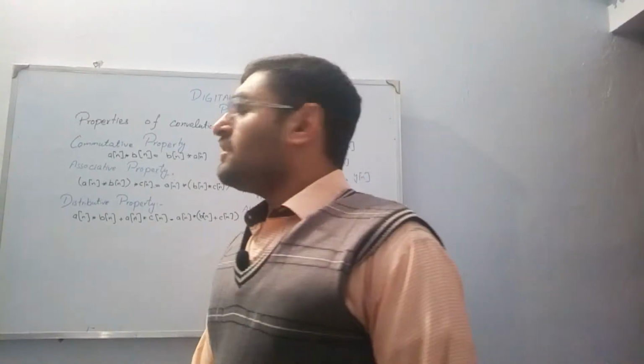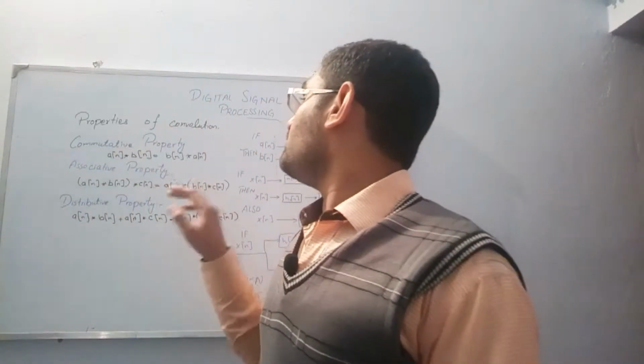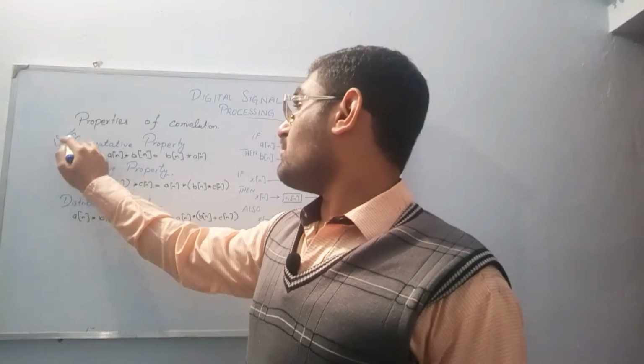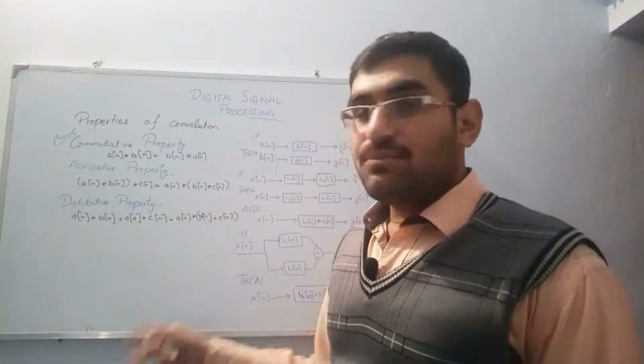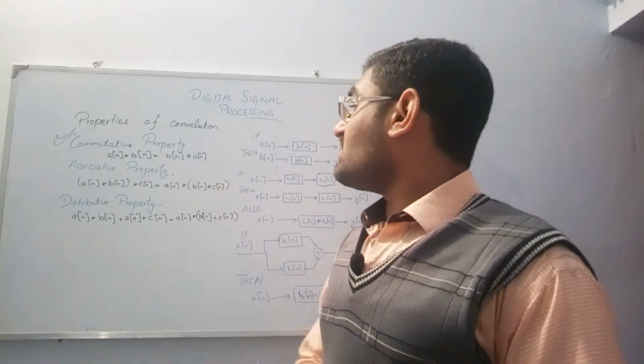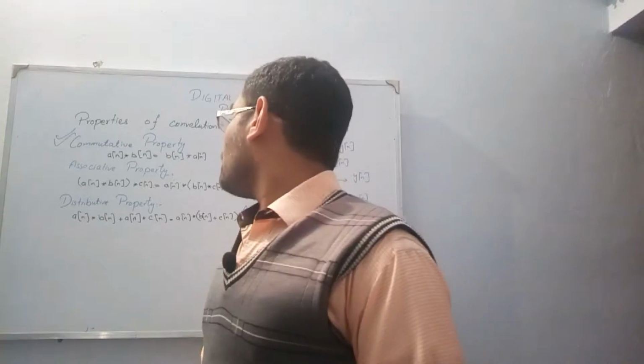Welcome back again. Now I am going to discuss the mathematical properties of convolution. Convolution follows the commutative property, associative property and distributive property. So what are the associative, commutative and distributive properties?